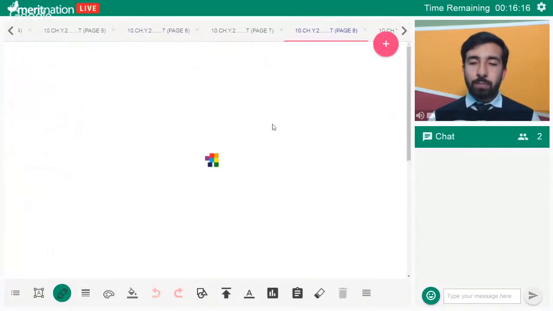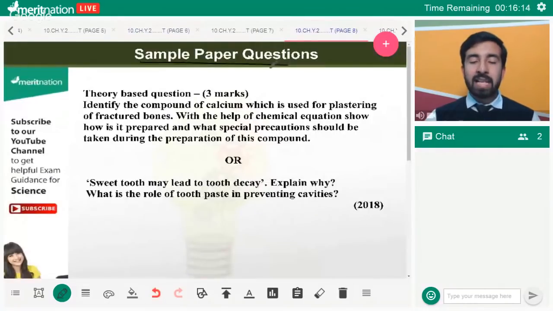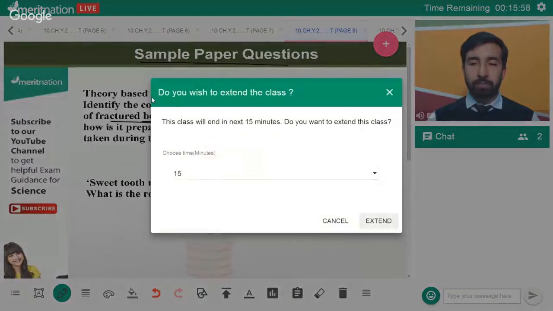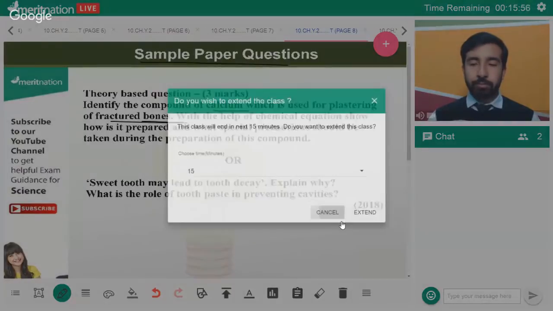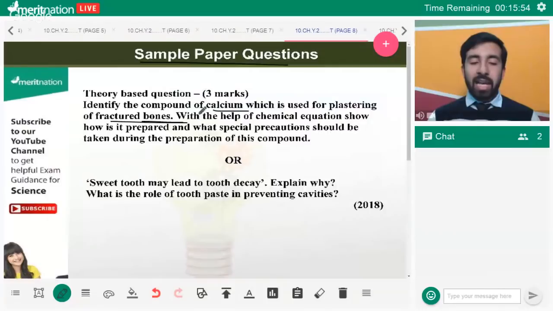Now, moving on to the next part, that is the sample paper question. The sample paper issued by CBSE for this year includes these questions. Identify the compound of calcium which is used for plastering of fractured bones. What is the name of this? What would be the name of the salt of calcium which is used? Exactly, it's POP, or we can call it plaster of Paris, or calcium sulfate hemihydrate.